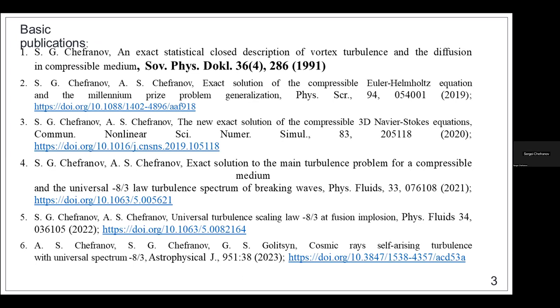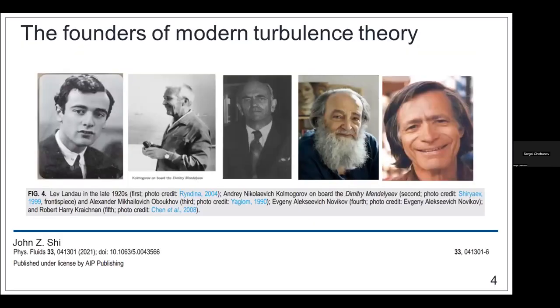Our five recent publications in the last 5 years are based on my work published 32 years ago, in 1991, where the exact solution for the closed description of turbulence was obtained on the basis of the three-dimensional Helmholtz vortex equation solution. In our paper, we developed the ideas of Evgeny Novikov, who is fourth here.